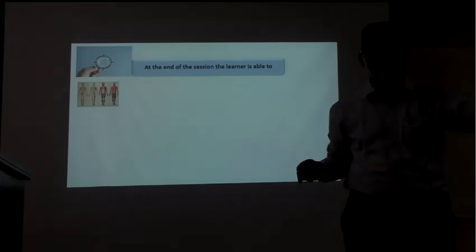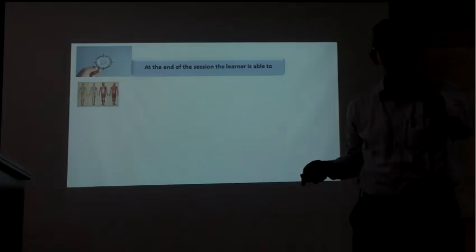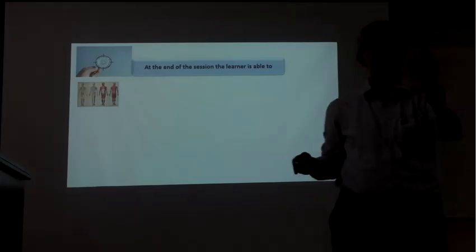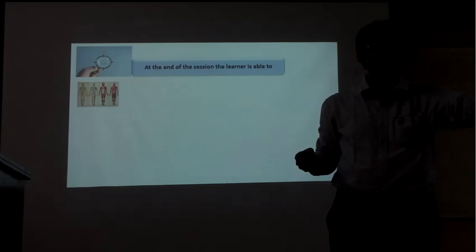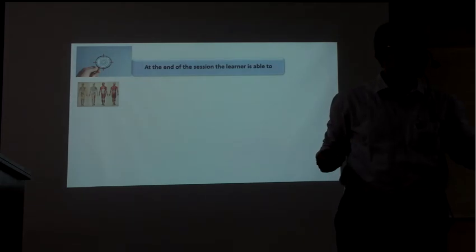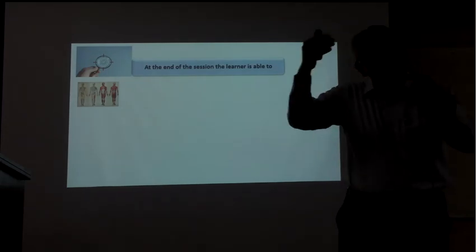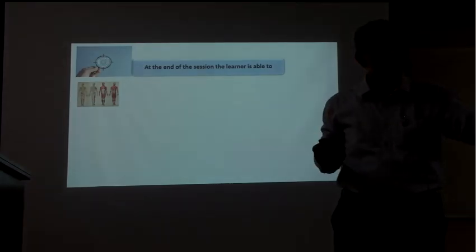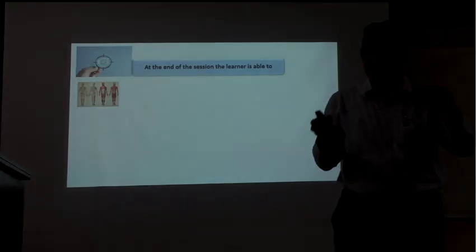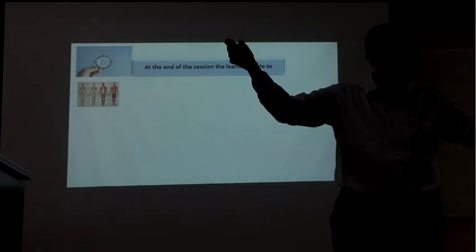Now before we close, we'll quickly look at the end of the session, the learner is able to, you are able to recall the sphere of action. What should come to your mind first before you talk of sphere of action? That opium is a polycrest remedy. See, if you have that clarity, then you can decipher from there. Opium is a polycrest remedy, deep acting remedy, affecting various organs.